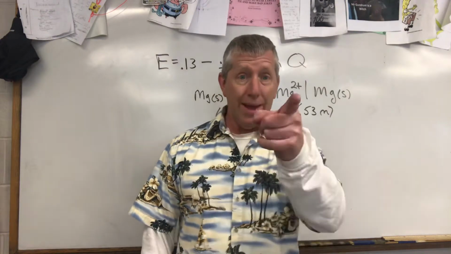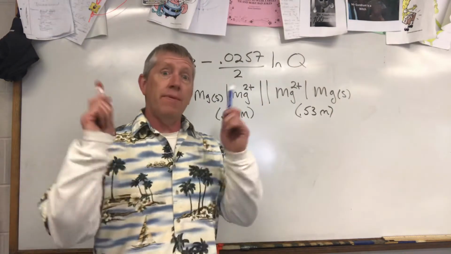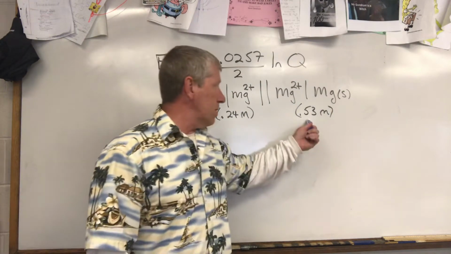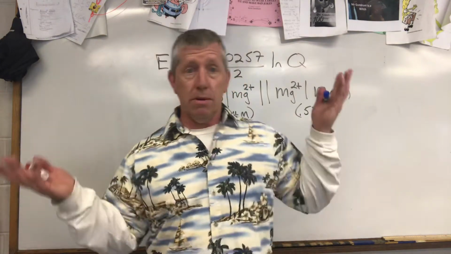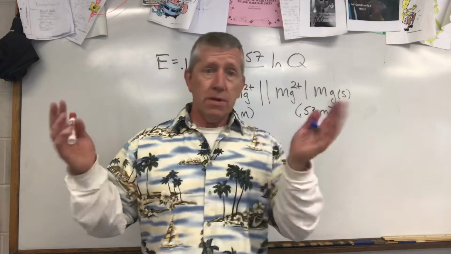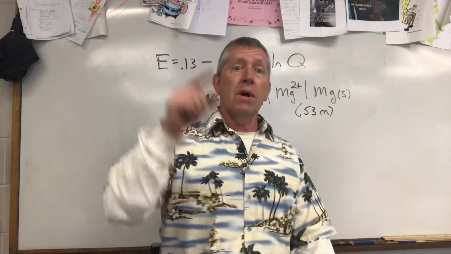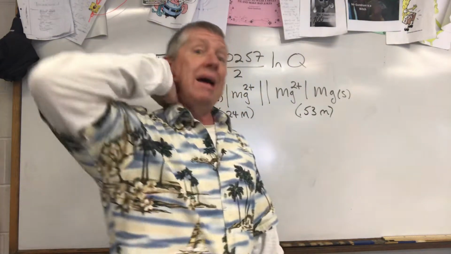No, wrong. We have different concentrations of the magnesium solutions. One concentration is 0.24, one is 0.53, so one is more than twice as concentrated. Nature doesn't like things unbalanced, so there would be a shift until we get balance. While that shifting is happening, we are going to produce some voltage. We have electrons moving, that's electricity, we have voltage.